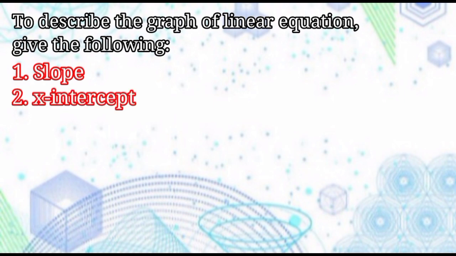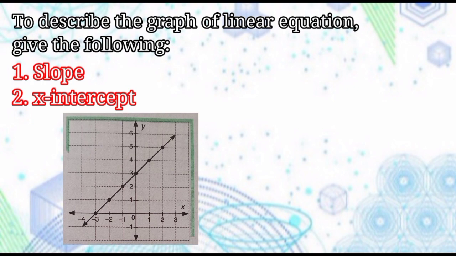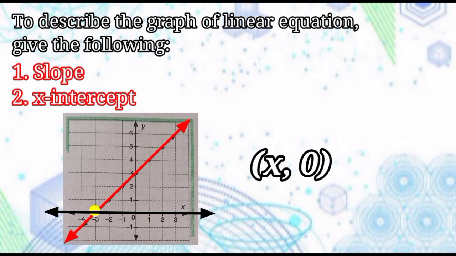Number 2 is the x-intercept. Kung naalala pa, kapag ang given ay graph, hanapin lang ang point kung saan nag-cross ang line at ang x-axis. Tulad ng nakikita ninyo sa screen ninyo ngayon. Kung ang given naman ay ang equation, do the substitution method, where the value of y is equal to 0.